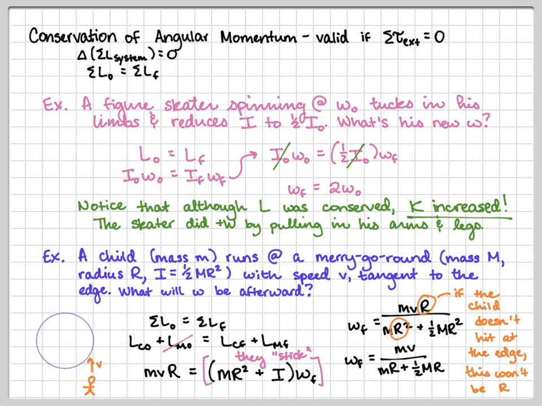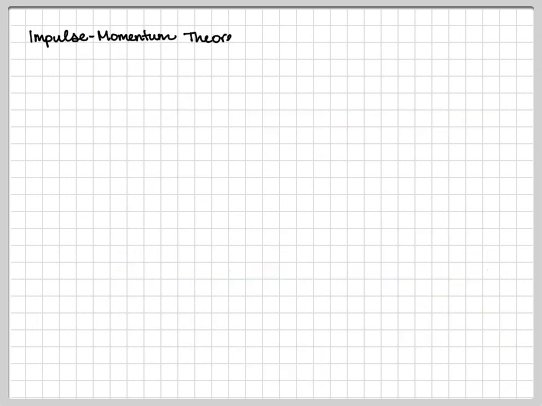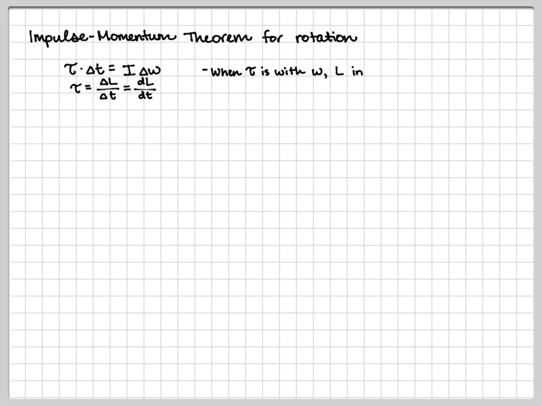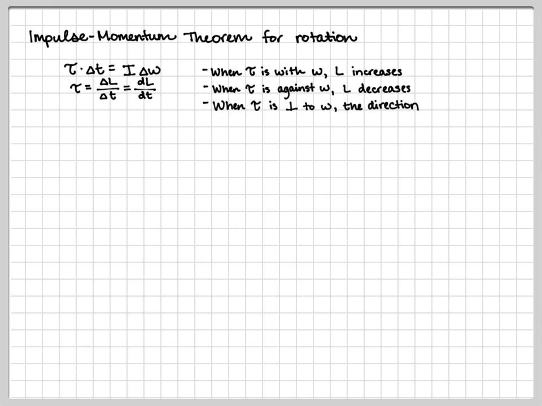Let's keep going. So we talked about conservation of angular momentum, and then we should talk about the impulse momentum theorem, aka Newton's second law as he originally wrote it. Remember that Newton originally said that a force is defined as the rate of change of momentum. So same idea here. A torque can be defined as the rate of change of angular momentum. And then, very obvious, if the torque is with the velocity, then you will speed up and your angular momentum will increase. If the torque's against the velocity, you'll slow down, and the angular momentum will decrease.